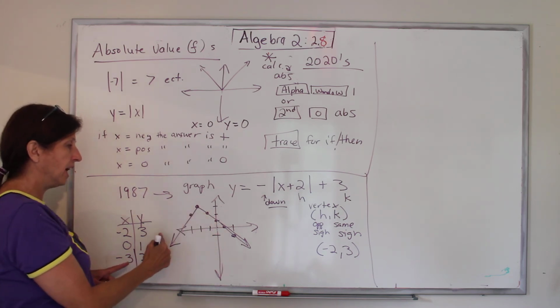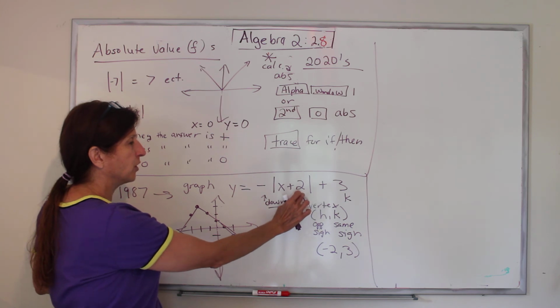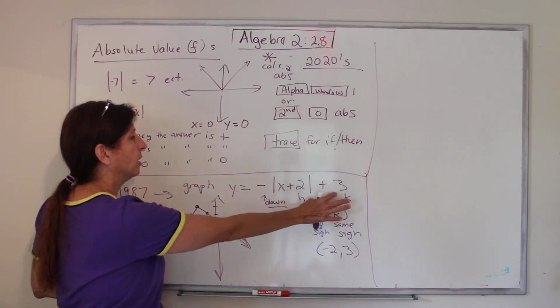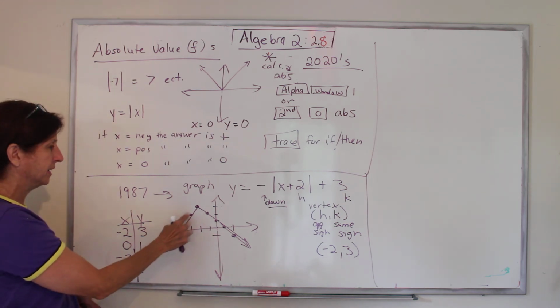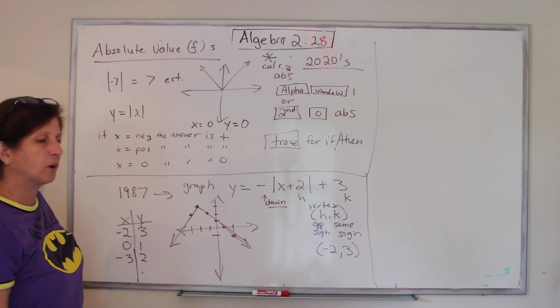And then I have to go on the other side. So I said, why not -3? -3 plus 2 is -1. Absolute value is 1. -1 plus 3 is 2. Put a dot, drawing your lines. So you can learn how to do it both ways.